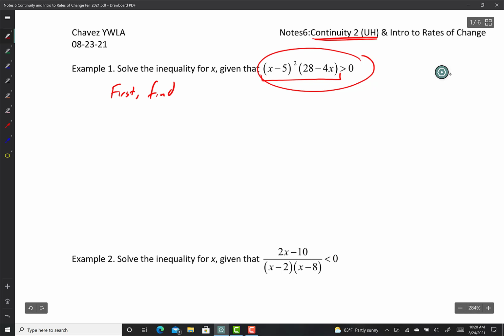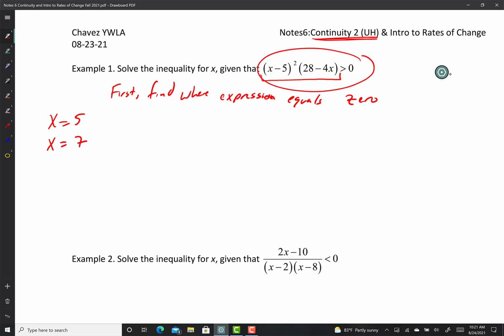find where expression equals 0. So I find that this expression equals 0 if x equals 5, because 5 minus 5 is 0, and 0 times anything is 0, correct? And then 4 times what is 28? So x equals 7 is another value where the expression equals 0. Does everyone see how I got those values?